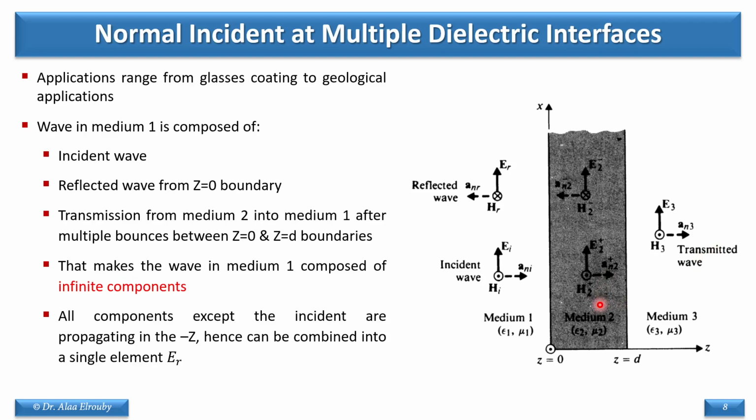Here in media number 2, we can collect all the components propagating forward into E2 plus, in the positive direction, and all the components traveling in the negative Z direction into E2 minus. And we notice here that we have two interfaces: interface 1 at Z equals 0, interface 2 at Z equals D.